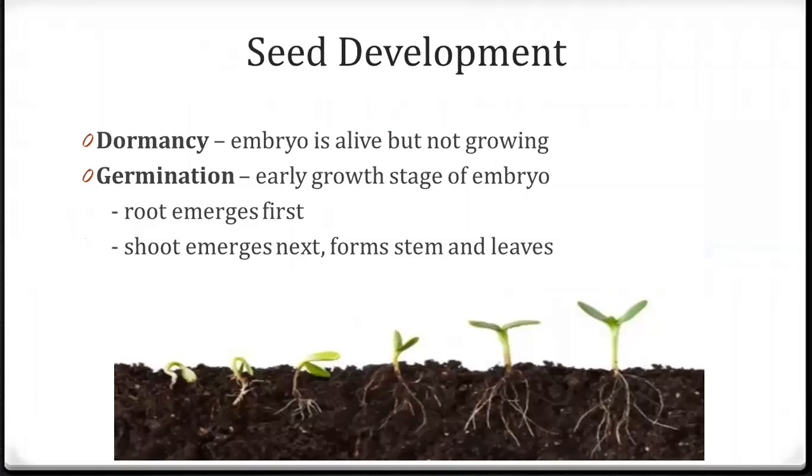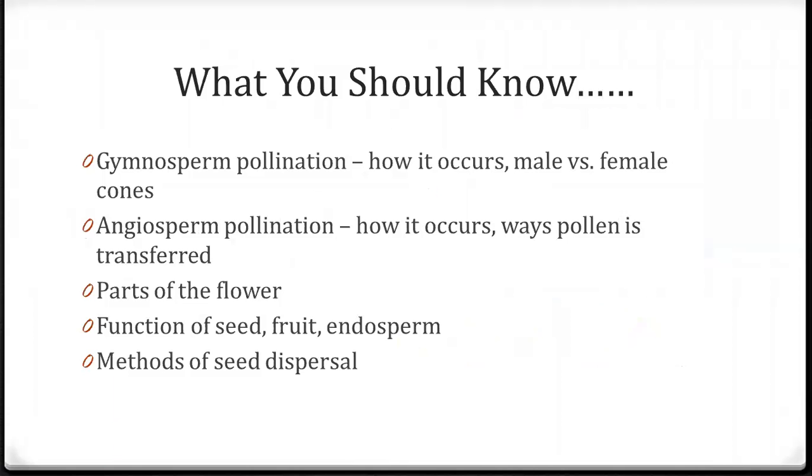Seed development, there's a period of dormancy where the embryo is alive but not growing. And then germination is the early stage of the embryo. The roots emerge first, and then the shoot emerges next, forming stems and leaves. And that's it. So look for something on Monday.